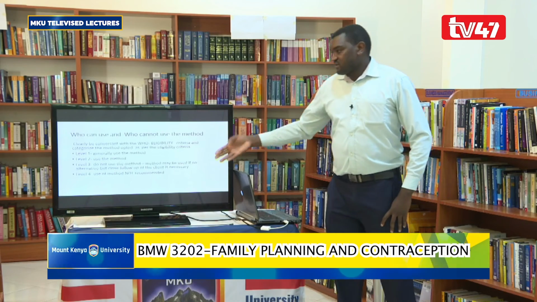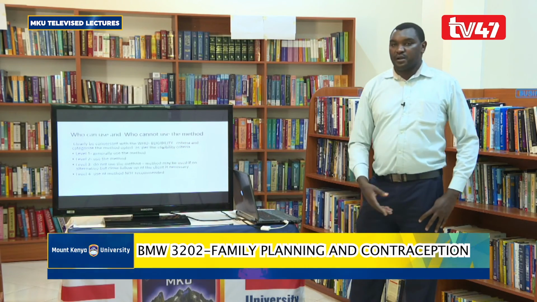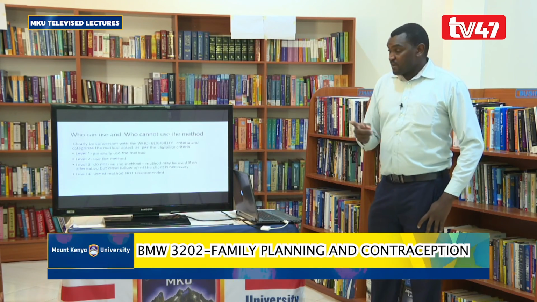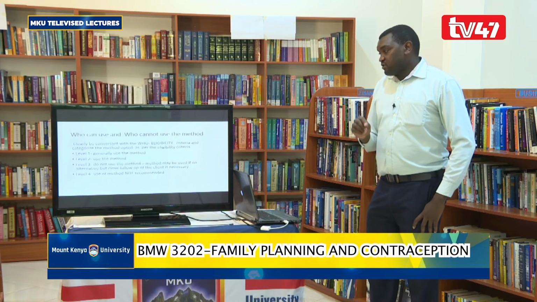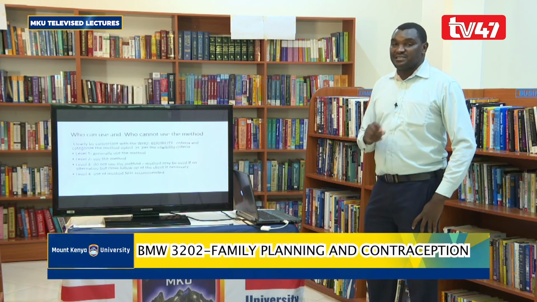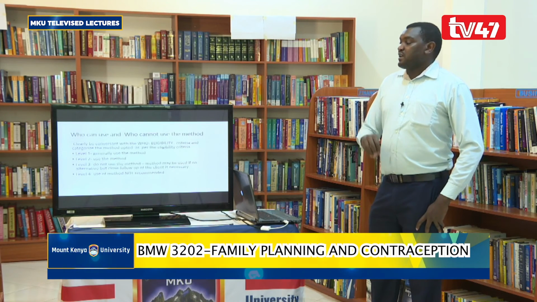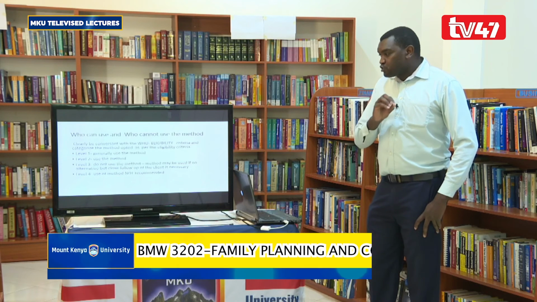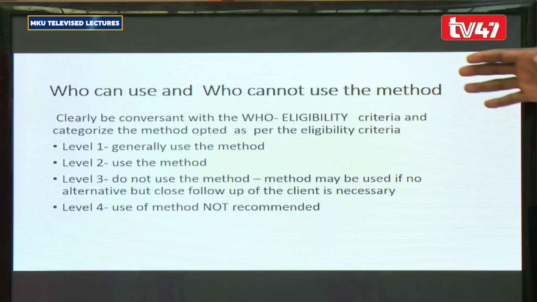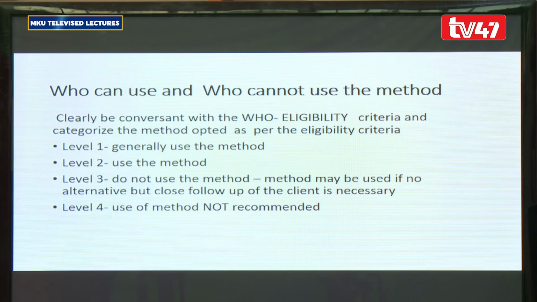So you categorize level 1, where we say generally use the method. Level 2, use the method. Level 3, do not use the method, and if you have to use the method, you can use the method if no alternative, but close follow-up of that client is necessary. And then level 4, do not use the method at all. So at least from level 1 and 2, use the method. Level 3 is relative. You can use the method, but level 4, never use that method.